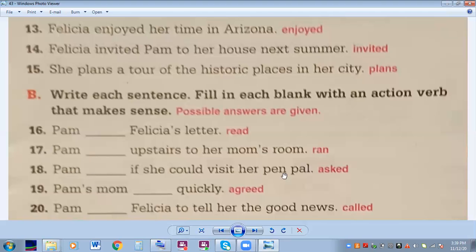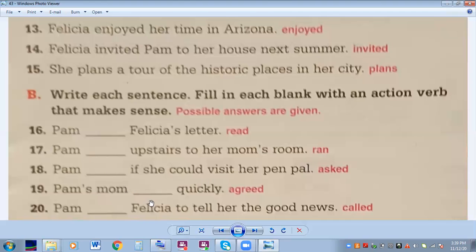Pam blank if she could visit her pen pal. Pam asked if she could visit her pen pal. Let's think of another one. Pam wondered if she could visit her pen pal.